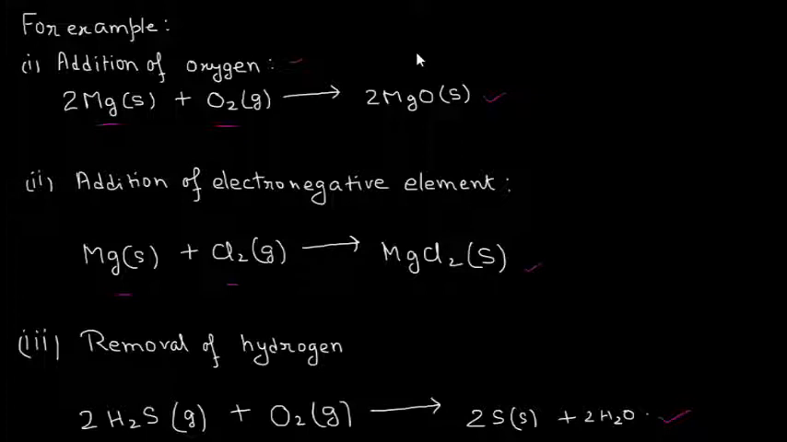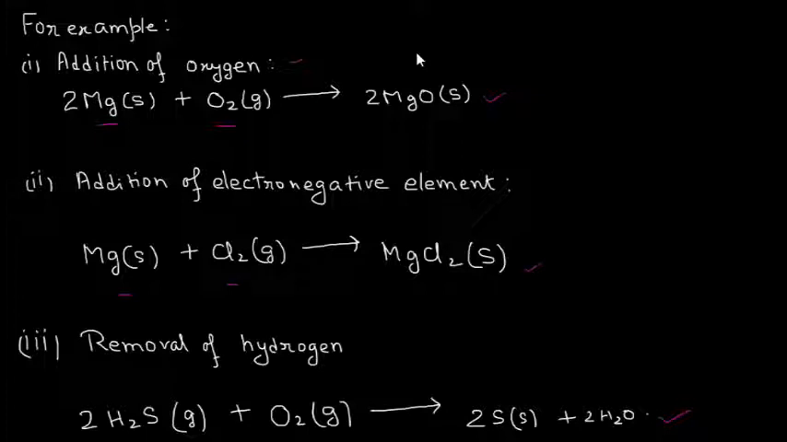Clear? Next example, addition of electronegative elements. So what are electronegative elements? In the periodic table, on the right hand side, for example, halogen groups are all electronegative elements. For example, chlorine, fluorine, bromine, these are electronegative elements. So addition of any electronegative element in a reaction is called an oxidation reaction. Now here magnesium reacts with chlorine to give magnesium chloride. Initially magnesium was alone, now chlorine is added to form magnesium chloride, so it is an oxidation reaction.